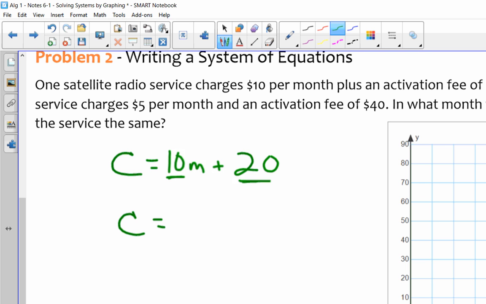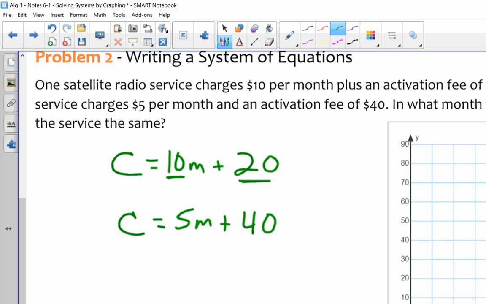Okay. The second one, they charge me $5 per month and an activation fee of $40. So my bill on this second one is going to start at $40. Someone flips a switch and says, Casnick can use our stuff. But then it's going to cost me $5 per month to be able to use it.